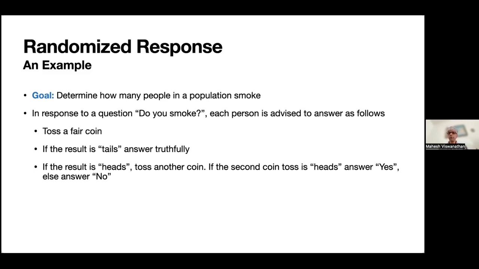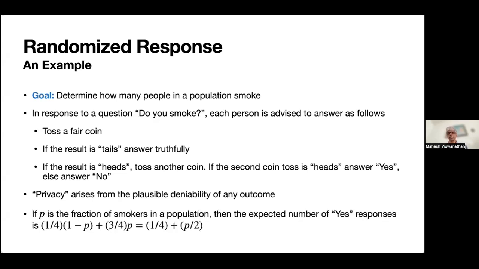Now, the point about this is that if, let's say, you notice that I responded yes to the question of whether I smoke, there is no way you can be sure that I'm indeed a smoker. I have a way to claim that my response was not a truthful response because I followed this protocol. So the response of each individual is noisy, but at the same time, the responses can still be used to accurately determine the fraction of people who smoke in a certain geographical region.